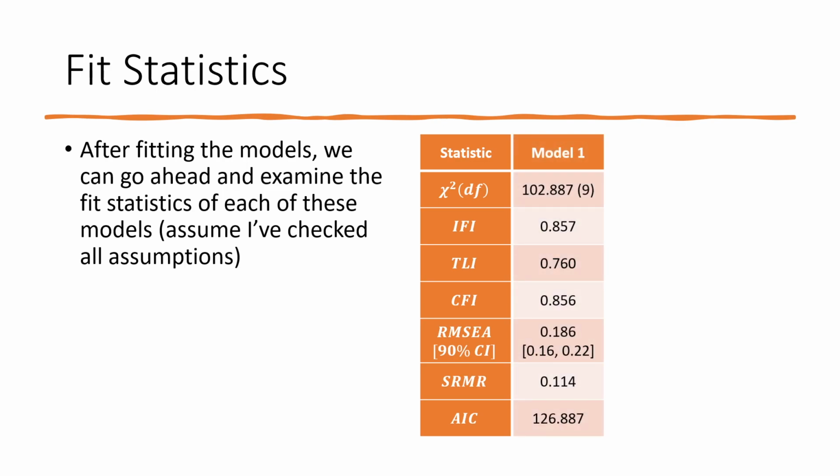Looking at the first model, where all of the items load on a single construct, I can see the chi-squared and degrees of freedom. I don't show the p-value here, but it is very, very small, indicating that we are statistically significantly different from perfect. And yep, we sure are. The IFI shows bad fit. The TLI shows pretty bad fit. The CFI shows bad fit. RMSEA shows bad fit. SRMR shows bad fit. And AIC we can't interpret. So Model 1 objectively looks pretty bad.